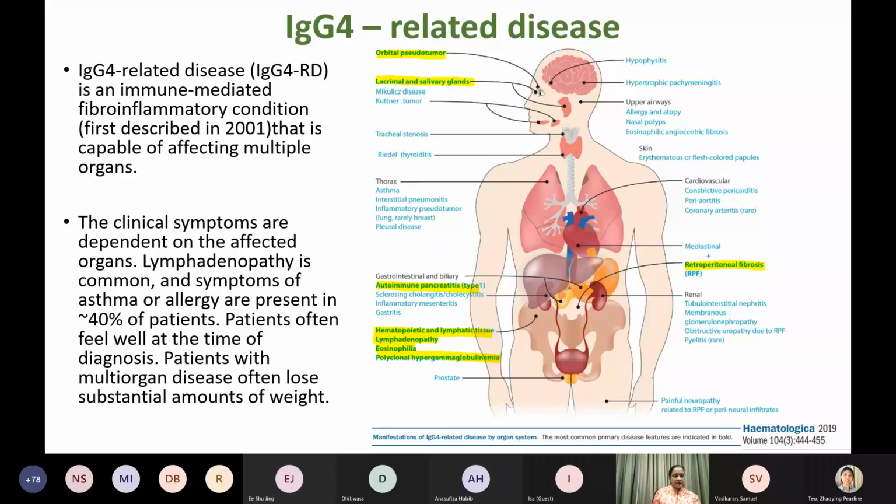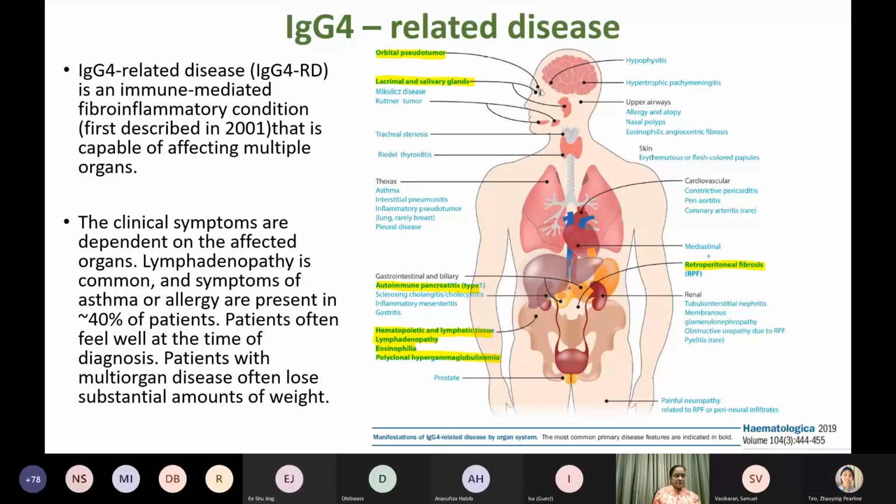So what is IgG4 and what is the significance of measuring it? Immunoglobulin G is comprised of 4 subclasses, IgG1, 2, 3, and 4. Sometimes measurement of these subclasses is important in certain immunodeficiencies and a few other conditions, specifically IgG4 related disease. This IgG4 related disease is an increasingly recognized immune-mediated fibroinflammatory condition. It is relatively new. It was first described in 2001 and it can affect multiple organs.